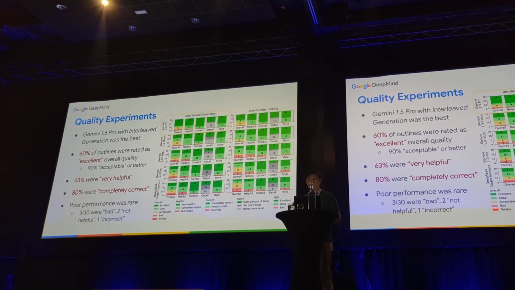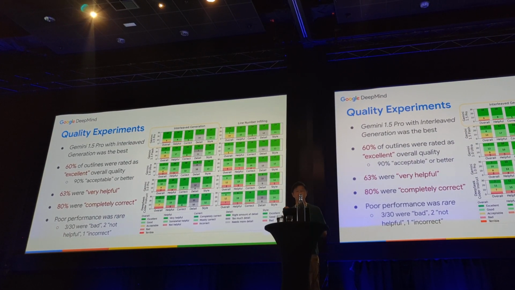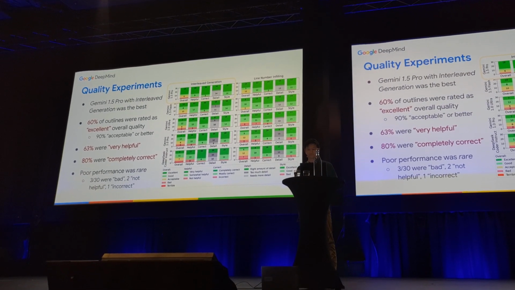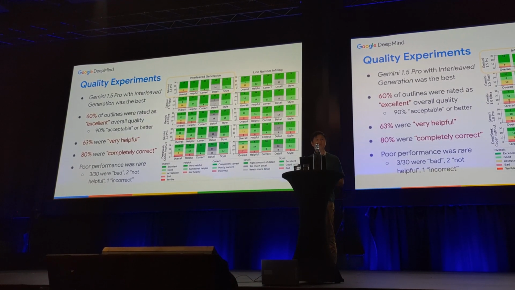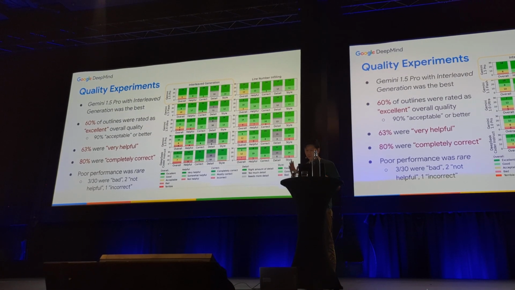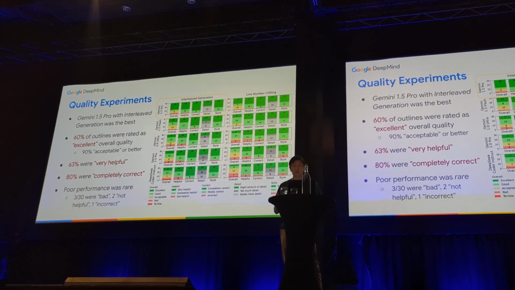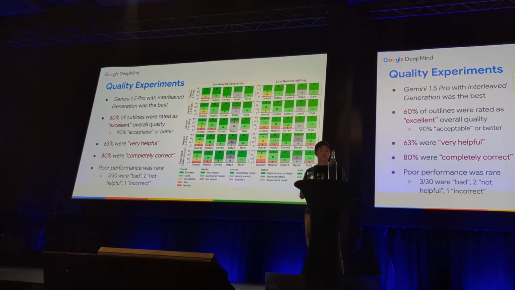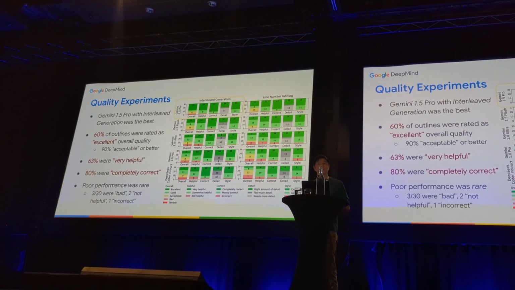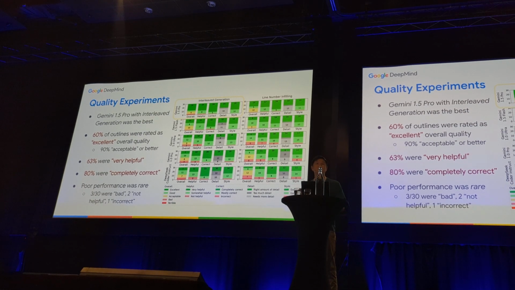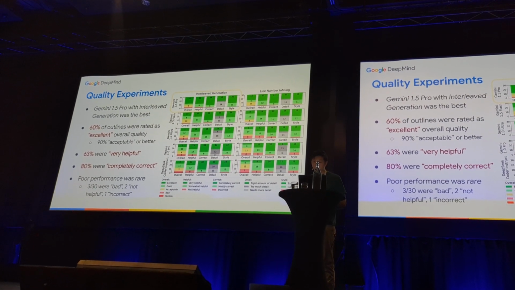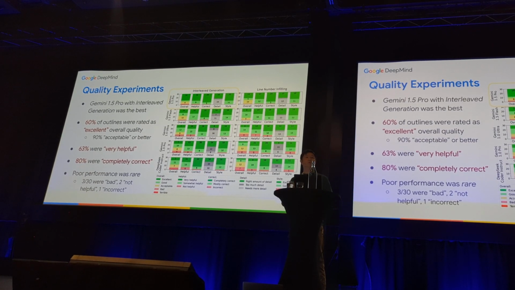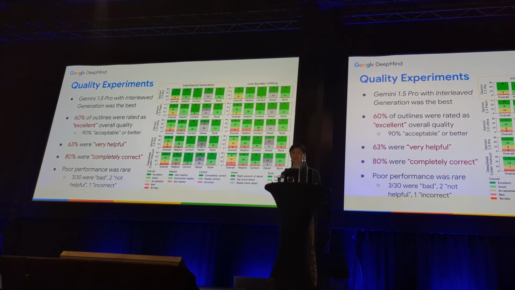Under that setting, 60% of outlines achieved the highest rating of excellent overall quality, and 90% were acceptable or better. 63% were rated as very helpful, and 80% were completely correct. Keep in mind, Gemini 1.5 Pro is over a year old at this point. Google has since released Gemini 2.0 and then 2.5 Pro, so quality is even better now. The point is, modern LLMs are already good enough for NL outlines to be viable, even in proprietary code bases that the models haven't seen before.